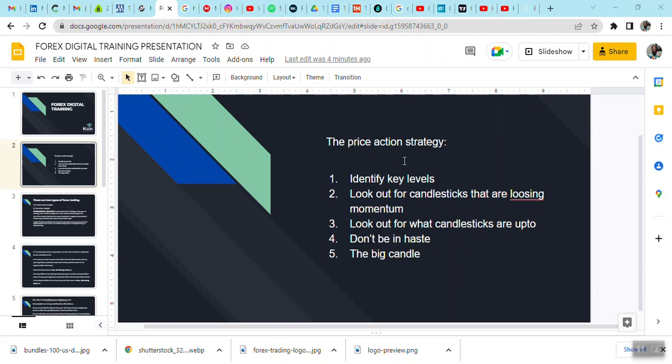So for this video, we're going to be talking about 5 rules. We're going to be talking about identifying key levels. Look out for candlesticks that are losing momentum. Look out for what candlesticks are up to. Don't be in haste, and the big candle. So for this video, the core strategy is going to be momentum loss through candlestick shapes and sizes. So let's jump right into the chart, and I'll explain more of how this works.